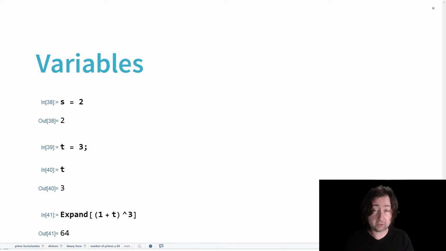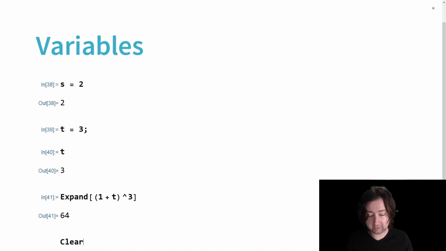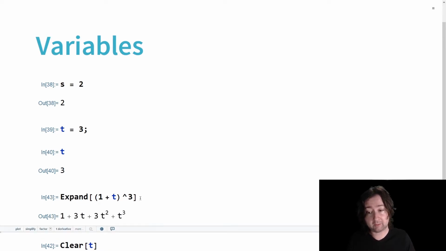If you don't want t to be 3 anymore, you want t freed up to be a variable again, you can use the command Clear, and that will remove t as a variable. You notice now all the t's are blue again, which tells you t is unassigned. It's a quantity that has nothing assigned to it, and so it's once again a symbolic quantity. And if you run the same command, now you're going to get the algebraic expansion. Okay?